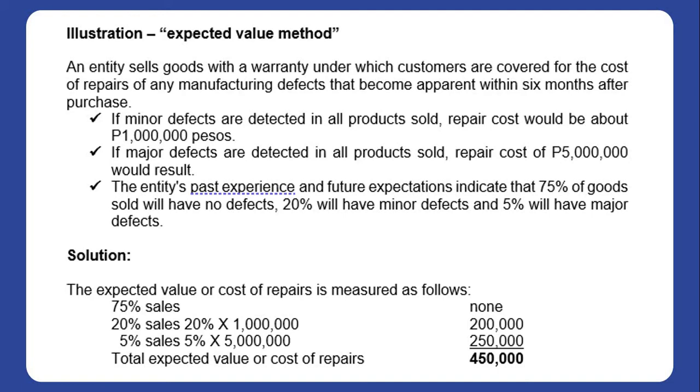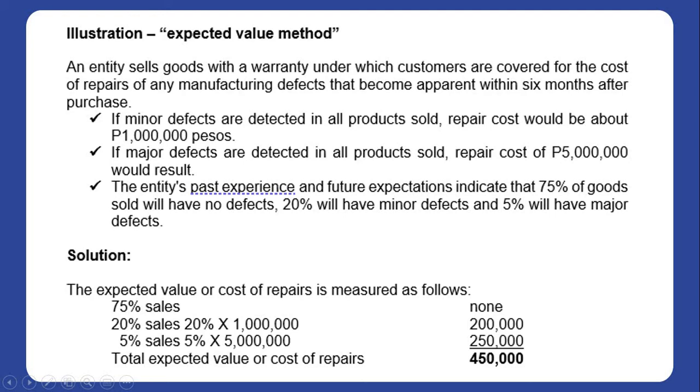The entity's past experience and future expectation indicates that 75% of goods sold will have no defects, while 20% will have minor defects and 5% major defects. So that is the probability. Okay? So to get the expected value of the provision, let's take the sales that have no defect, that is 75%. Since there is no defect, there is no corresponding repair cost. That is why none. That is for the 75% of sales.